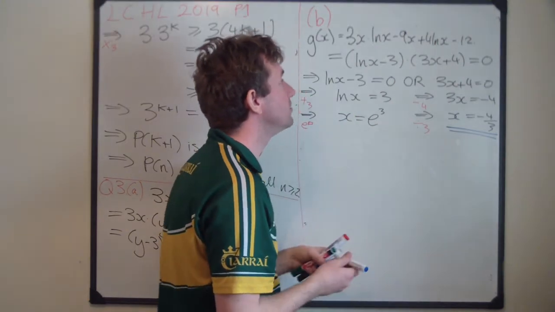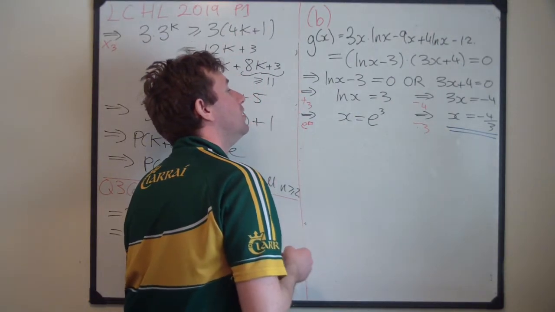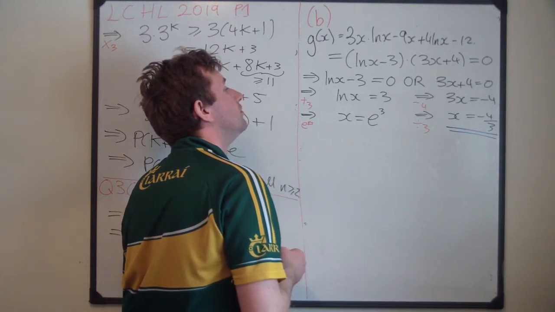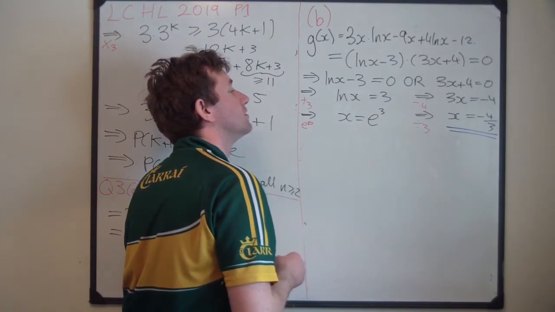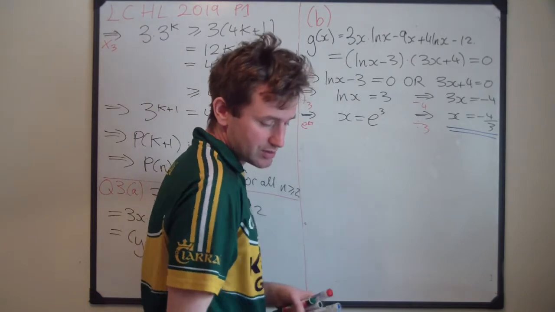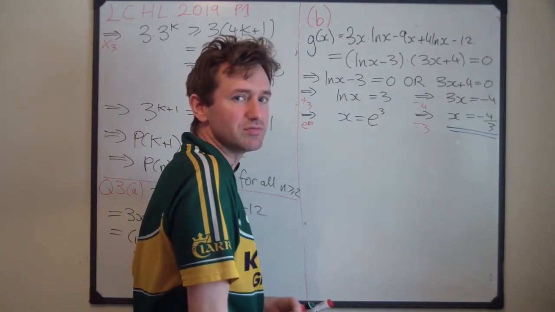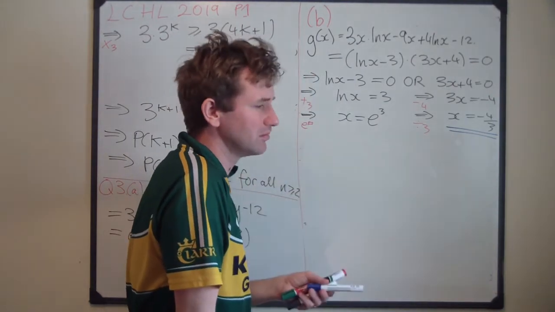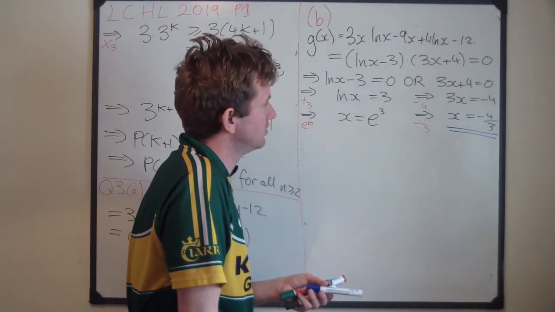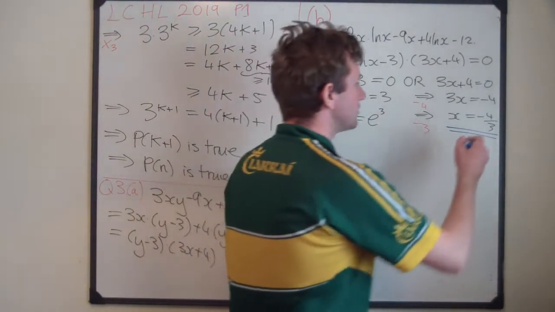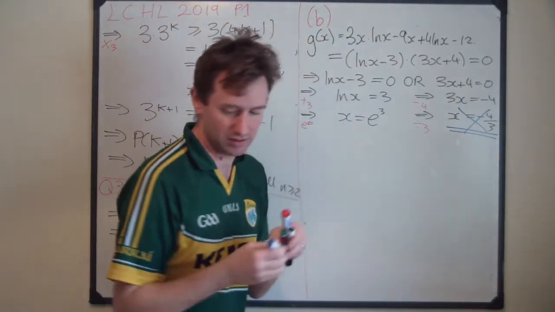Now, there are different definitions of log for negative numbers, but here we're not talking about them. This is not a solution. So the answer, in fact, is x equal to e to the 3.